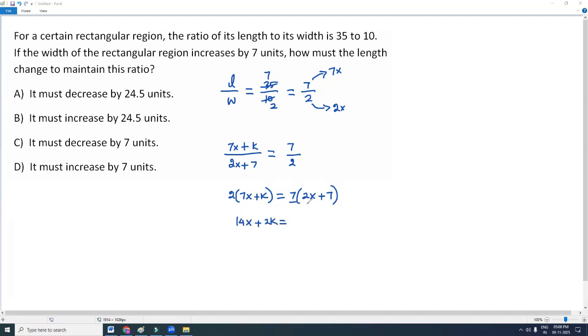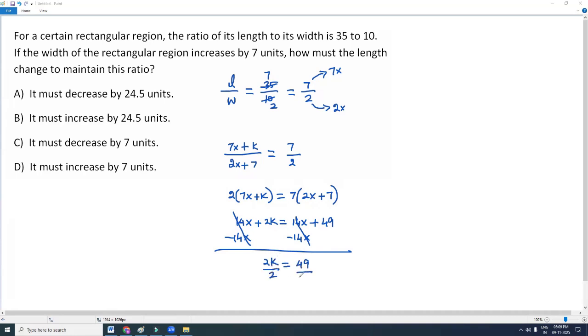Here we can distribute this 7 to the stuff over here. Then we get 14x positive 7 times 7 is 49. Okay, let's subtract 14x from both sides of this equation. Then this one will cancel out. Here this one will cancel out. We get 2k equals 49.